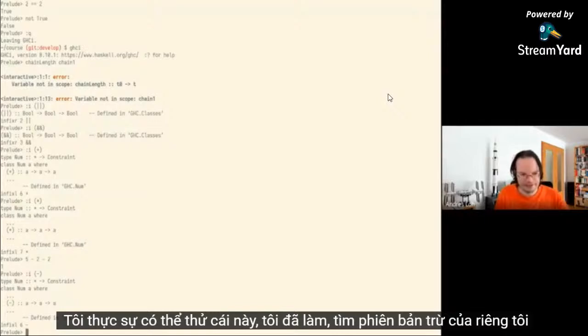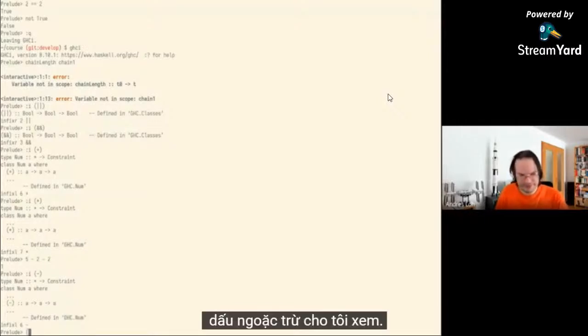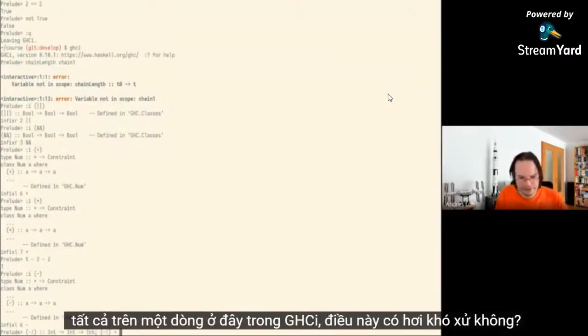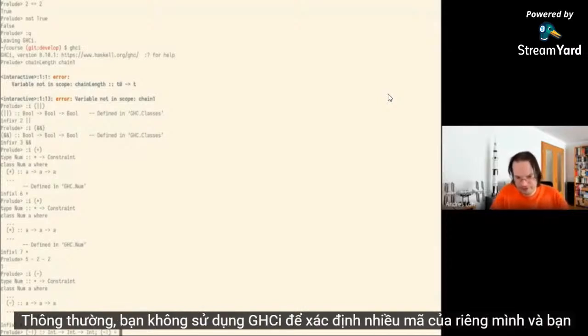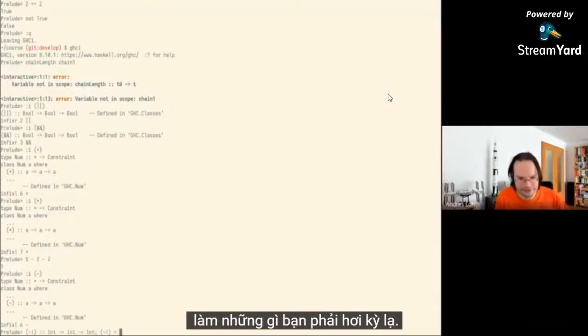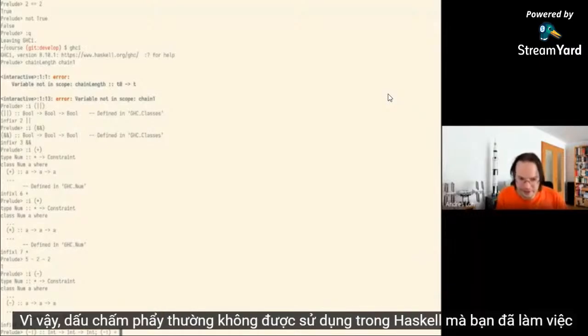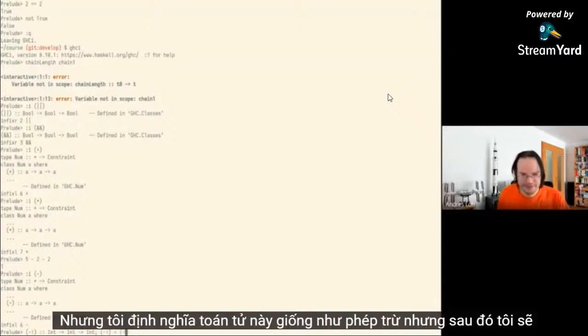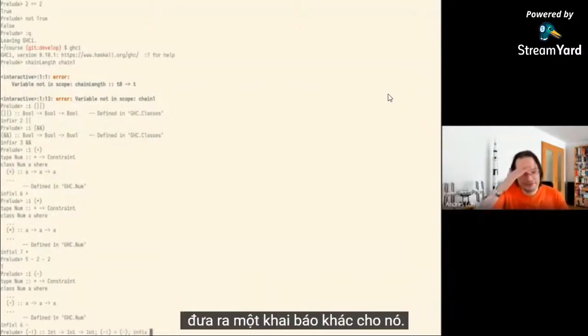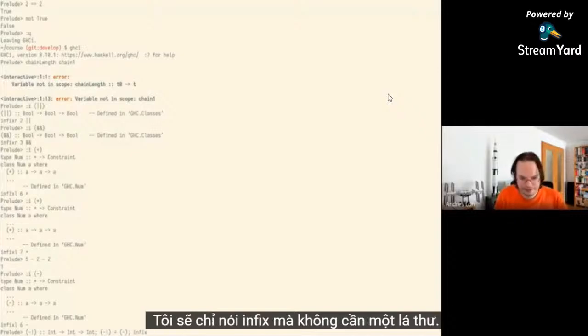I can actually try this. Let me define my own version of minus, a fancy minus. Let me see. For example, this. All on one line here in GHCI. This is a little bit awkward. Normally, you don't use GHCI to define a lot of your own code, and if you do, you have to do it slightly strangely. So semicolons are usually not used in Haskell. You will write things on subsequent lines. But I define this operator to just be the same as minus, but I'll give a different declaration for it. I'll just say infix without a letter, and then perhaps also 6.